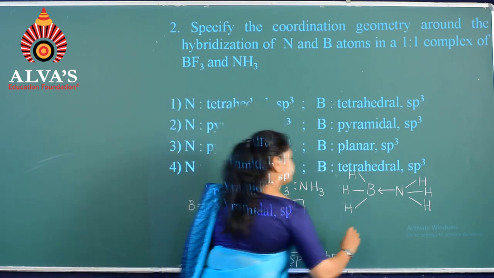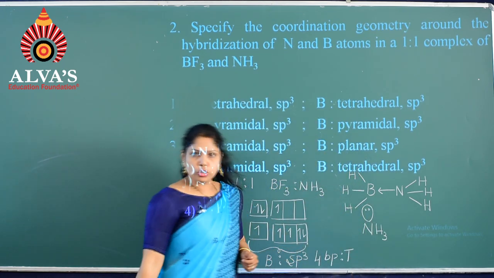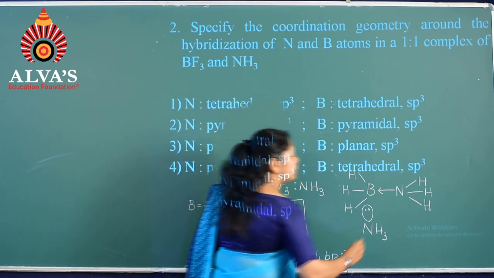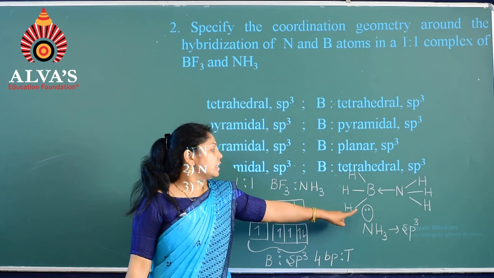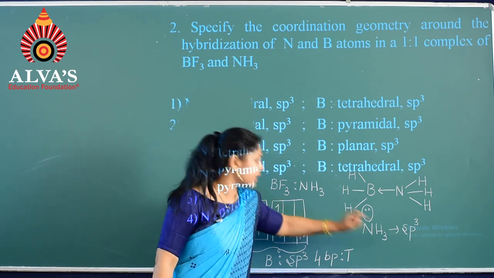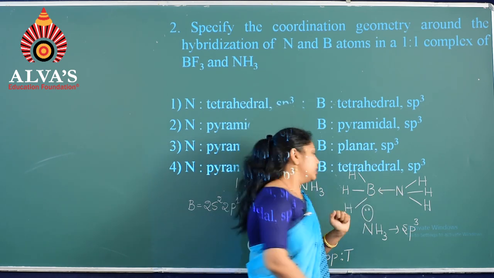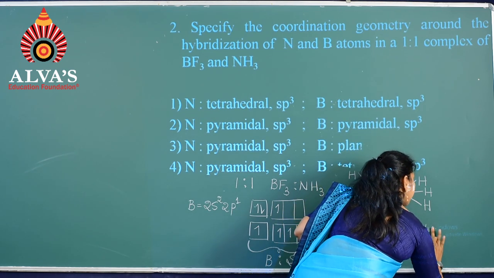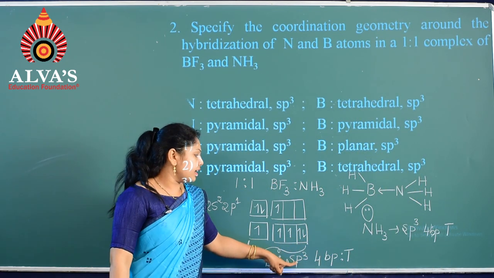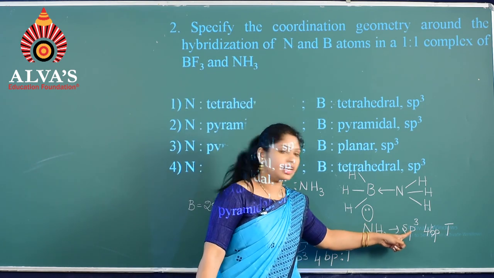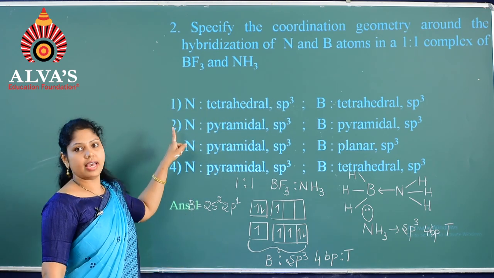If you go for ammonia, the ammonia molecule is like this. There is no change in the hybridization in the case of nitrogen. It remains as such, that is sp3 hybridized, but the lone pair of electrons on nitrogen is converted into a bond pair. As a result, there are 4 bond pairs of electrons present. So, the geometry is tetrahedral. Boron sp3 hybridized tetrahedral, ammonia sp3 hybridized tetrahedral. So you can observe here, hence the correct option would be answer 1.